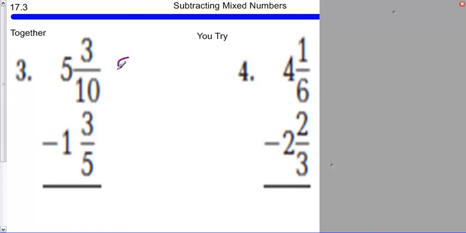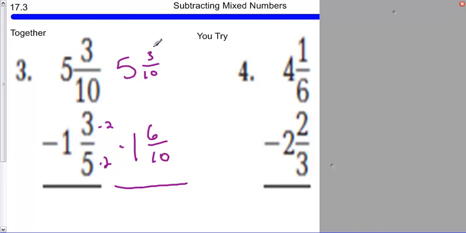Here we go. My least common denominator is 5. I'm sorry, not 5. It is 10. So I have 5 and 3/10. I'm going to multiply here by 2 minus 1 and 6/10. Again, I cannot subtract 3 minus 6, so I have to borrow. What's the 5 become? You guessed it, a 4.